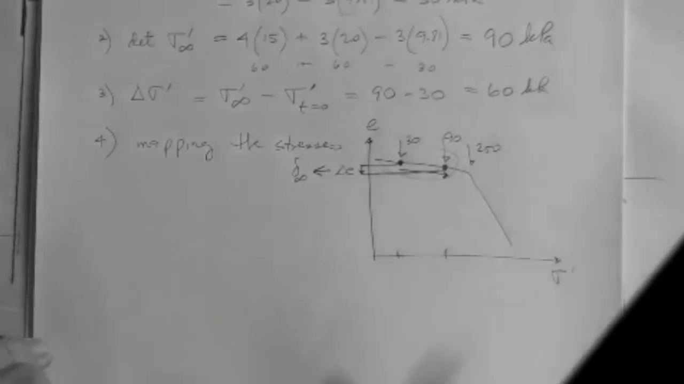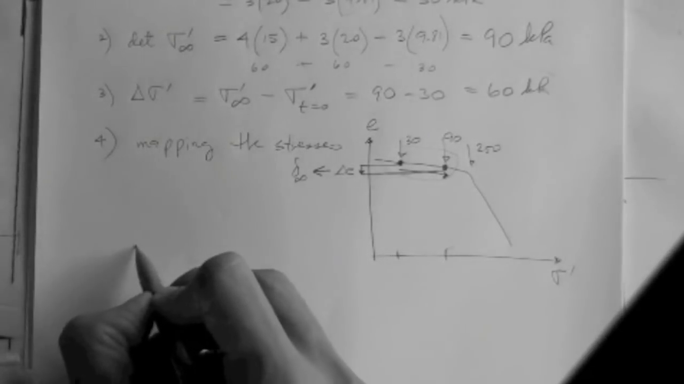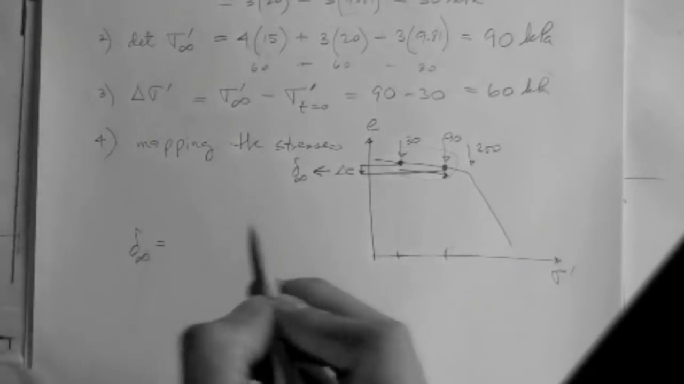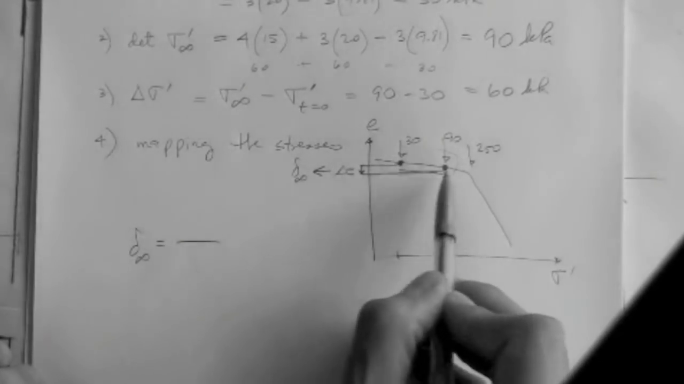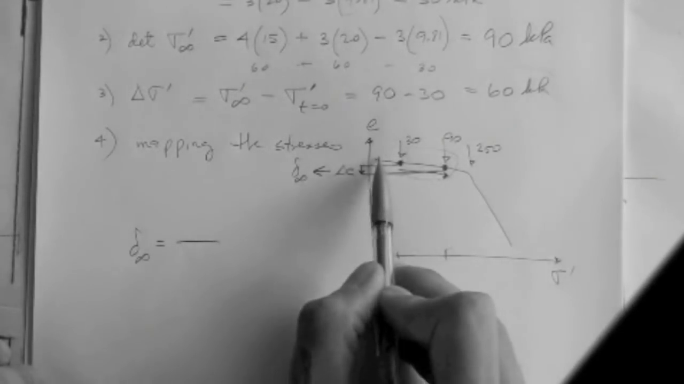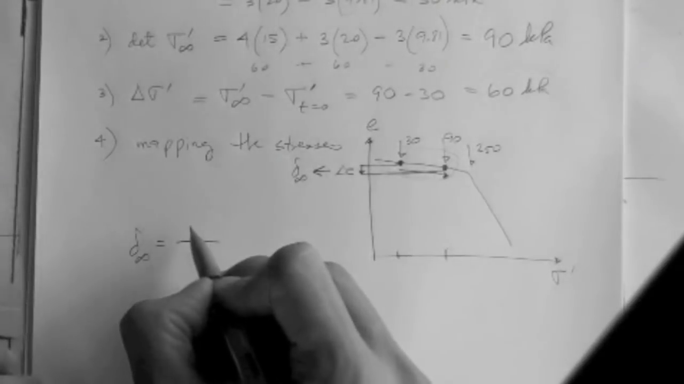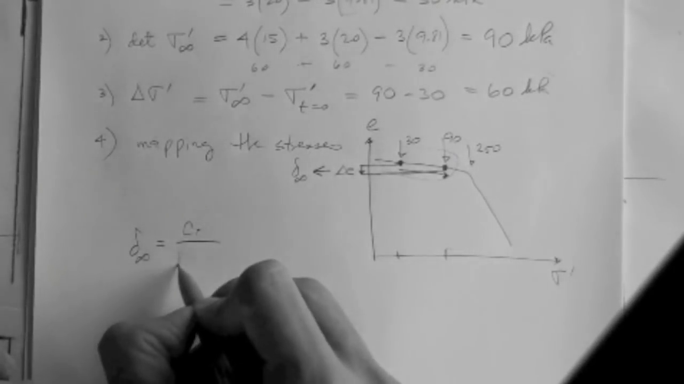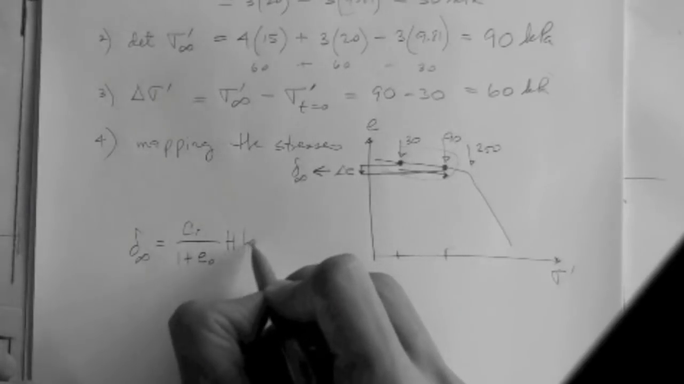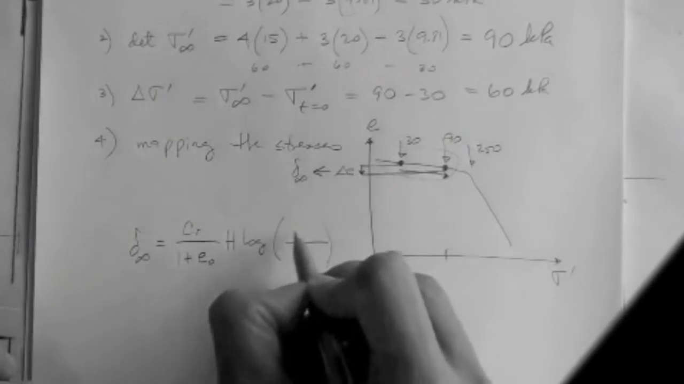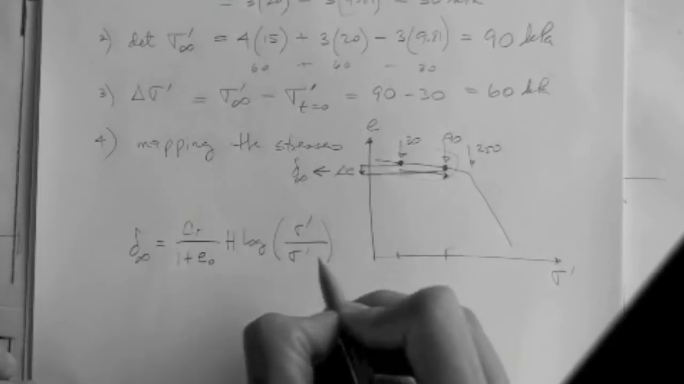So what is the equation? The equation looks like this. Settlement is equal to the slope of the portion we are concerned with. What is the slope of this portion? C sub r, over 1 plus e naught, times H, times log of sigma prime final over sigma prime initial. That's what the equation looks like.